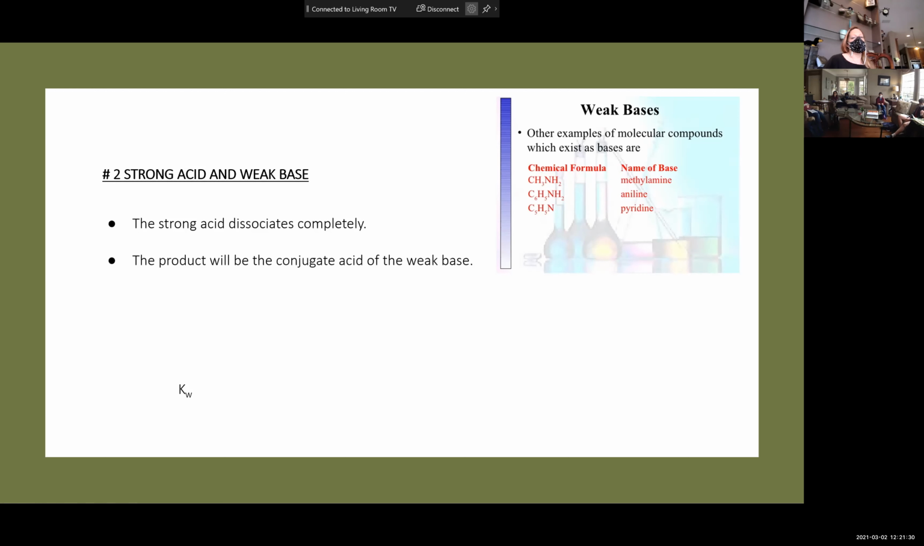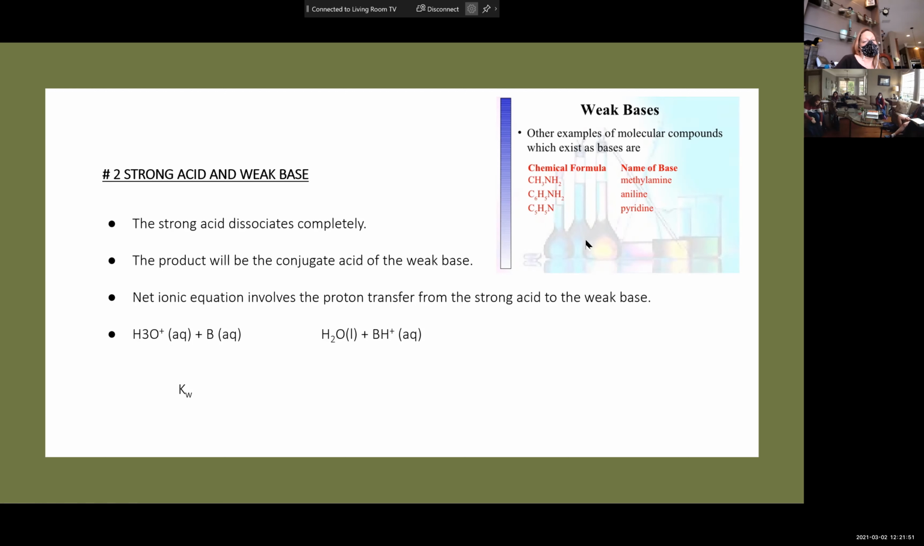And your product will be the conjugate acid of your weak base, right? This all kind of makes sense. So your net ionic equation involves proton transfer from your strong acid to your weak base. Remember, your acids are always your proton donors and your bases are your what? Proton receivers, acceptors, always, always.